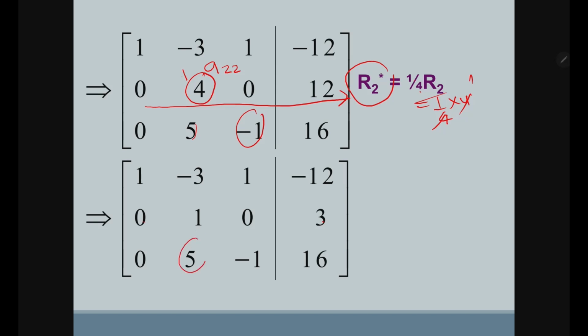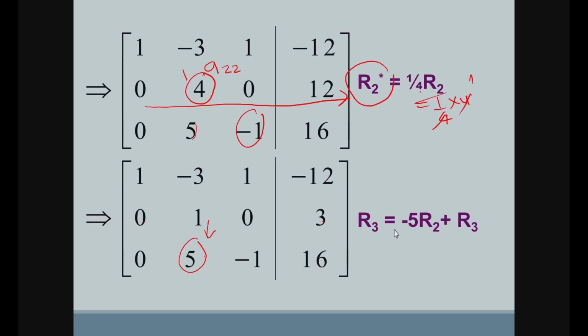The next, here we need to reduce the third row. Here we need to reduce to 0 by using the formula R3 equal to negative 5 times R2. This is the new row. Negative 5 times R2 plus R3. So means negative 5 times 1 plus 5. So 0. It will be here 0. And then negative 5 times R2. R2 is 0. So 0, 0 plus negative 1 can be negative 1.